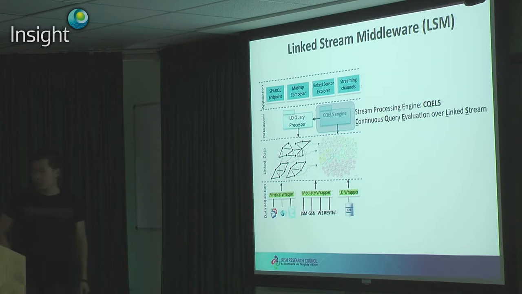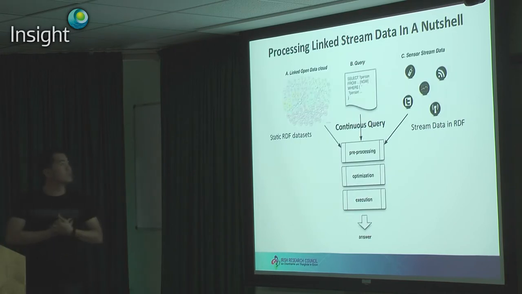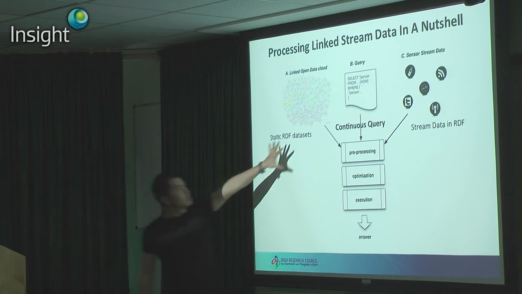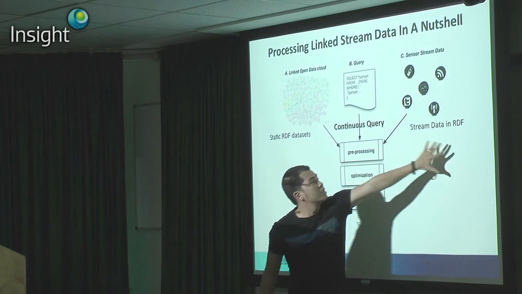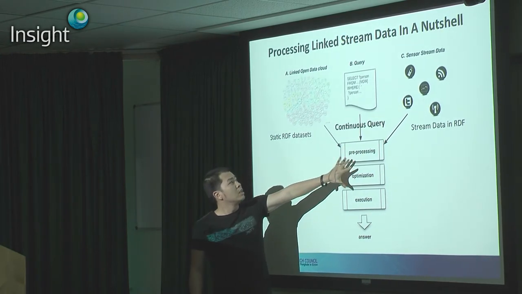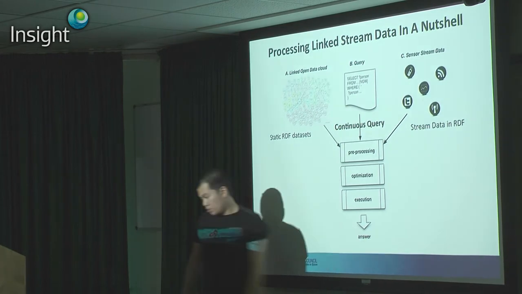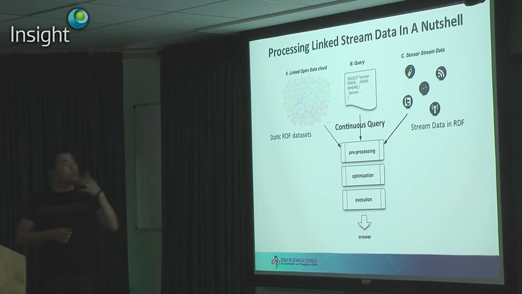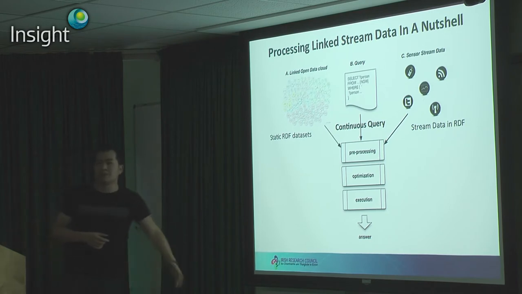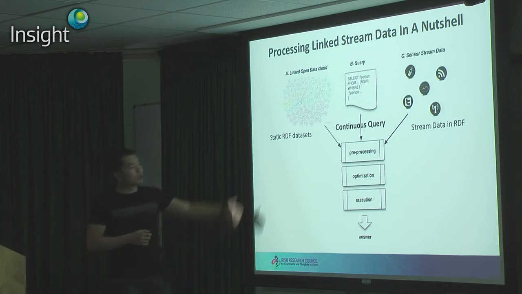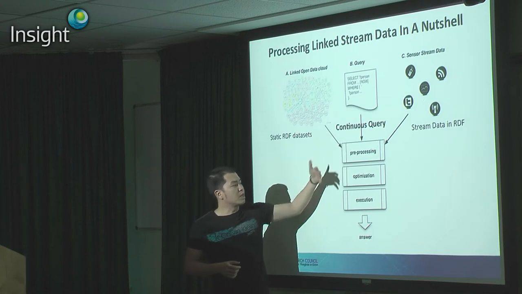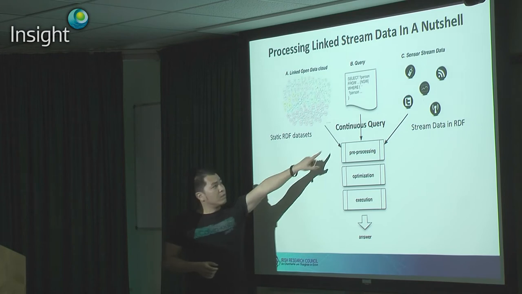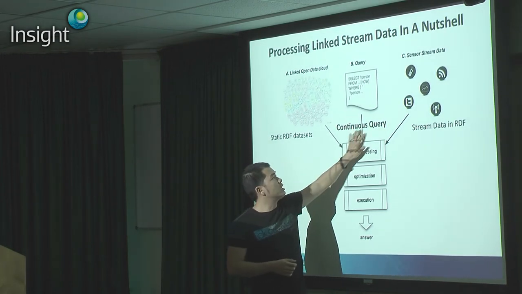To build up the core part of the system, in the next slide you will see you have a static data set here and the stream data here. You have to convert it into RDF and put it into the stream processing engine, and you will have a declarative query to query the data. The query has to be similar to SPARQL. The idea is to bring people who have experience in the semantic web into the community to use this system. You also have the different steps of query processing, like pre-processing, optimization, and execution to get the answers. But the core part here is that the query is continuous.